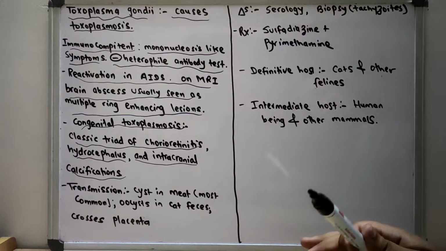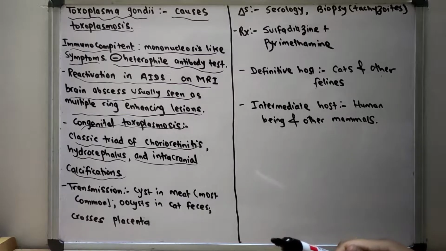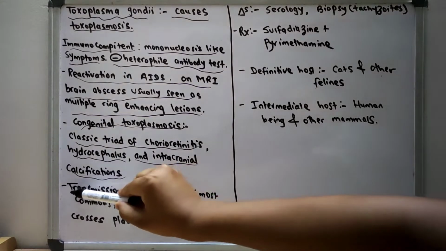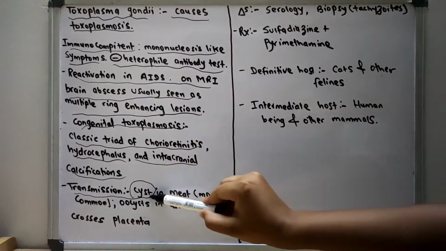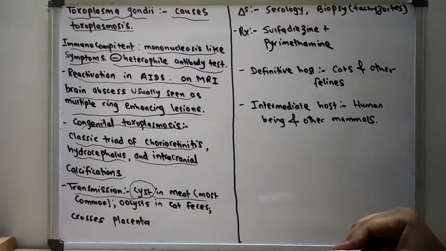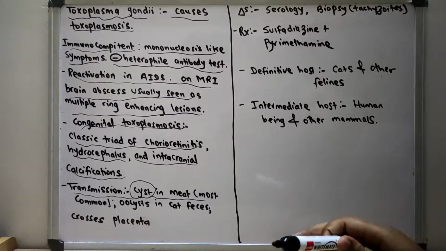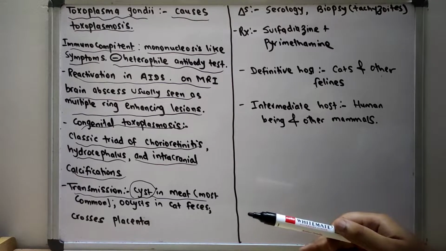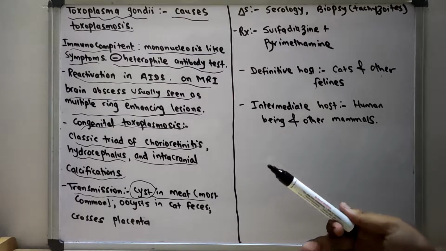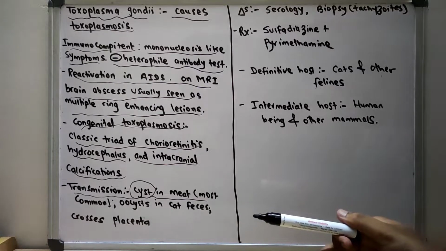How does Toxoplasma gondii transmit from one person to another? The main transmission is by the cyst of Toxoplasma gondii. If there is cyst in meat, which is the most common type of transmission we see, if we eat the meat that contains the cyst of Toxoplasma gondii, then we can acquire the Toxoplasma infection.